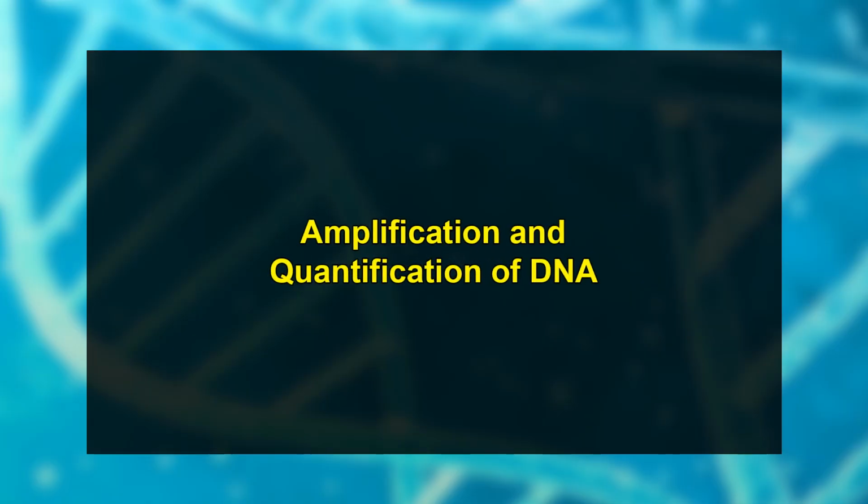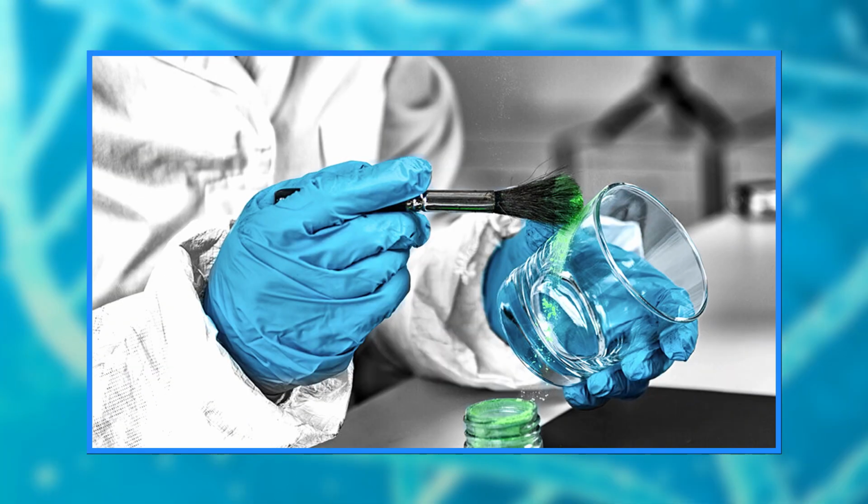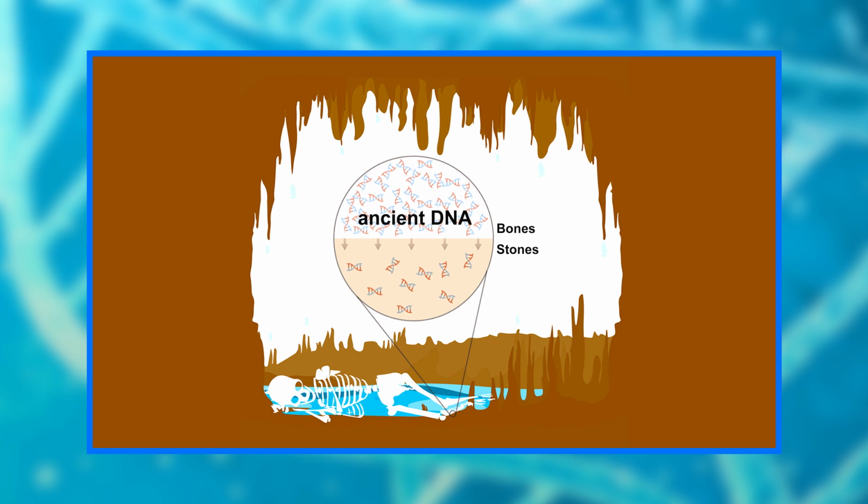Dear students, let's discuss the amplification and quantification of DNA. Because PCR amplifies the regions of DNA that it targets, PCR can be used to analyze extremely small amounts of sample. This is often critical for forensic analysis when only a trace amount of DNA is available as evidence. PCR may also be used in the analysis of ancient DNA that is tens of thousands of years old.